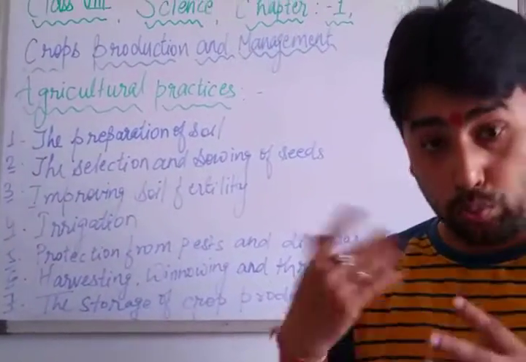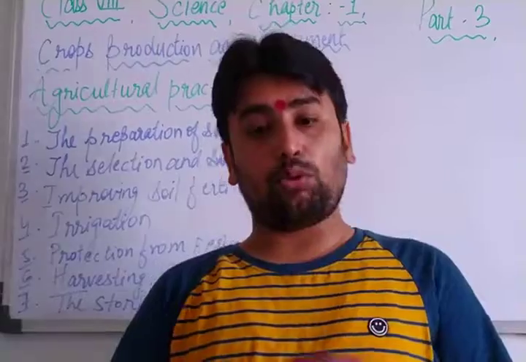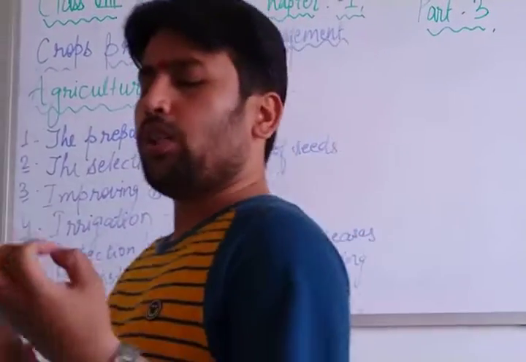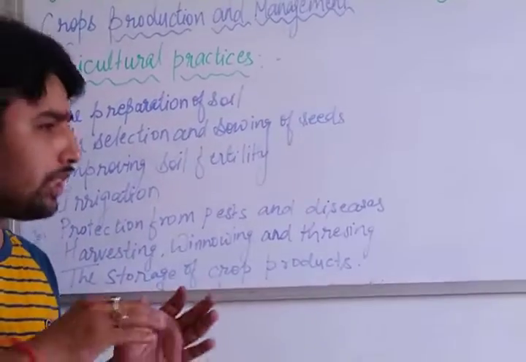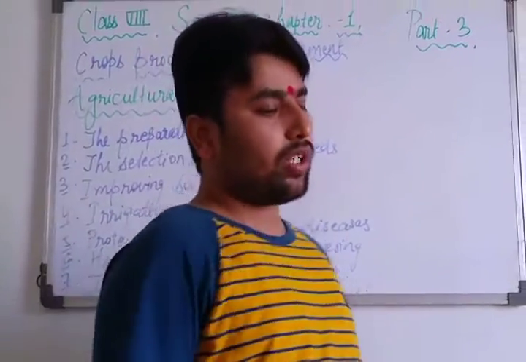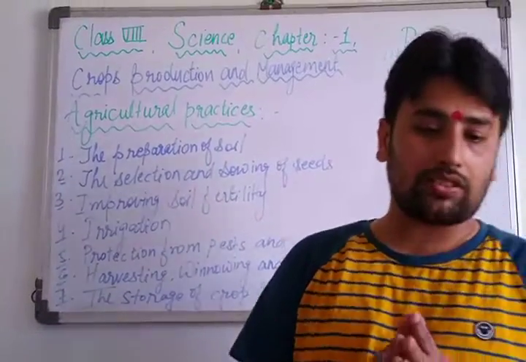Plowing uproots weeds, which can decompose and make our soil fertile. Means you will see some roots are there in the field, so these roots are uprooted and then they mix into the soil, they become humus, they use fertilizers.